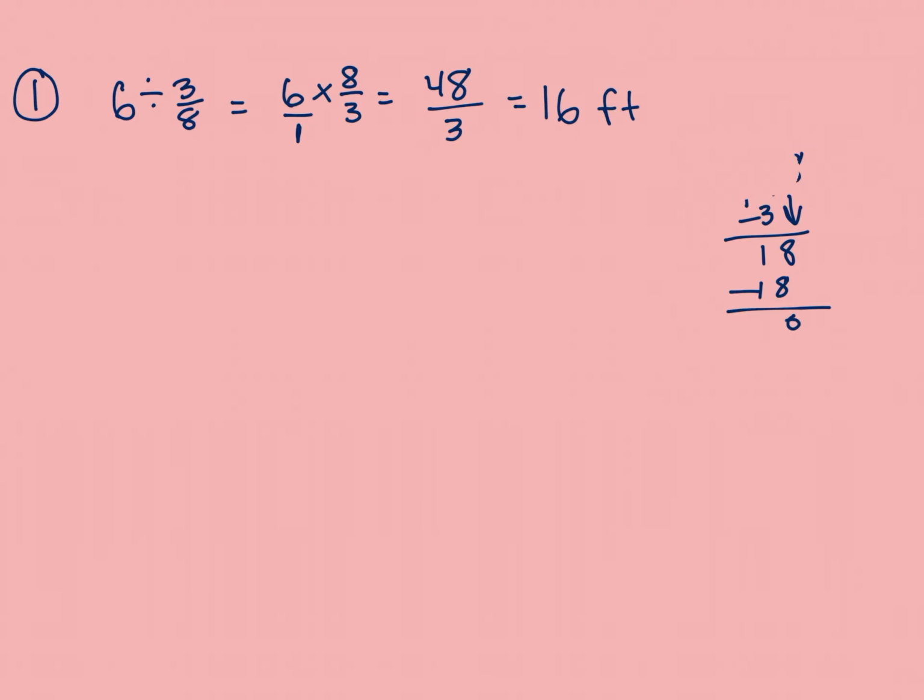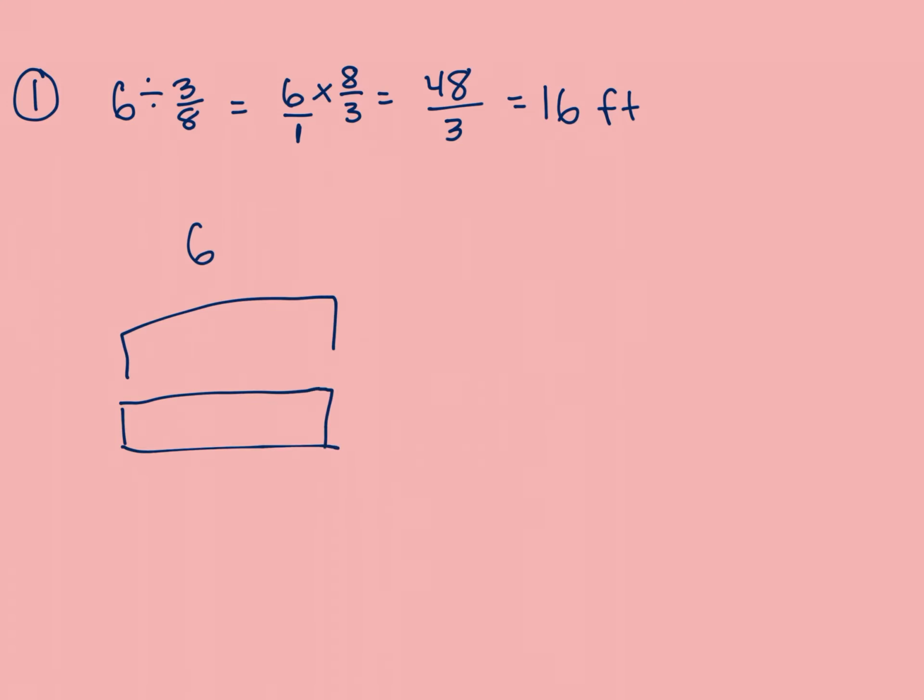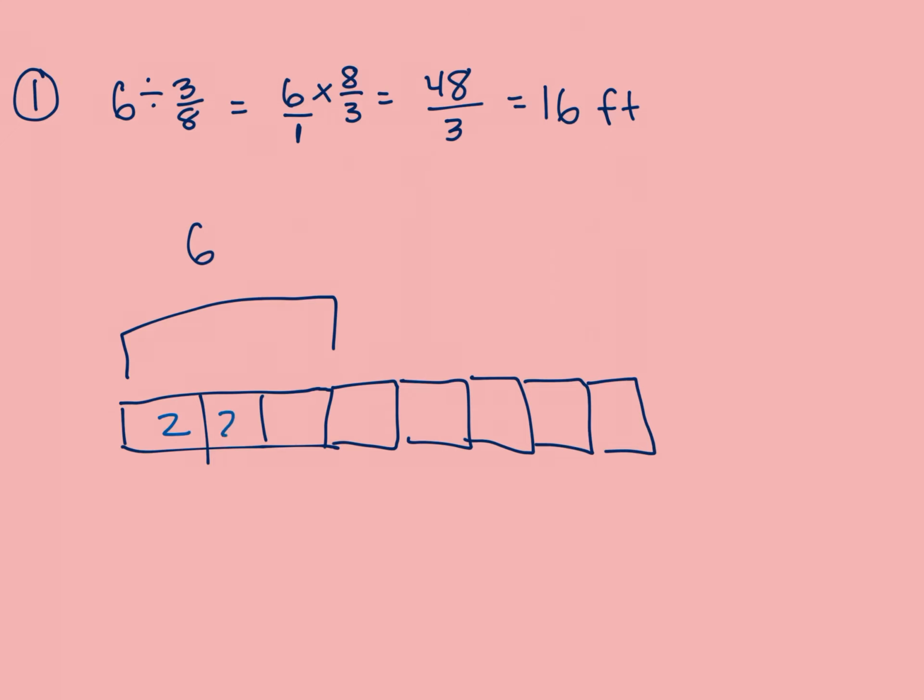But we need to show a model for this. 6 is 3/8 of what number? So it's 3 parts out of 8 pieces. So 3, 4, 5, 6, 7, 8. If I split 6 into 3 parts, each one would get 2. So altogether, I have 2, 4, 6, 8, 10, 12, 14, 16, which is where our answer came from.